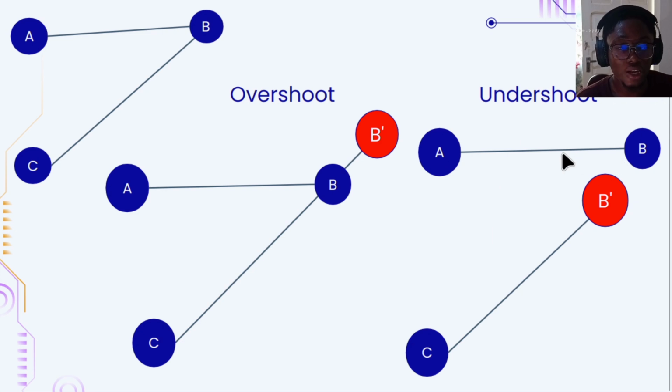Another scenario is an undershoot where you're supposed to snap on B, but it just isn't there yet. Now, this could bring about issues, unexpected results in a routing application. So you should look out for that.